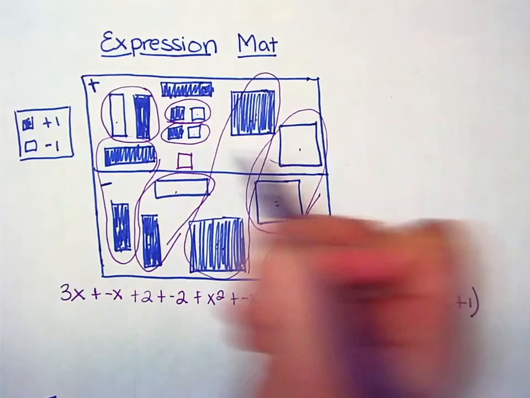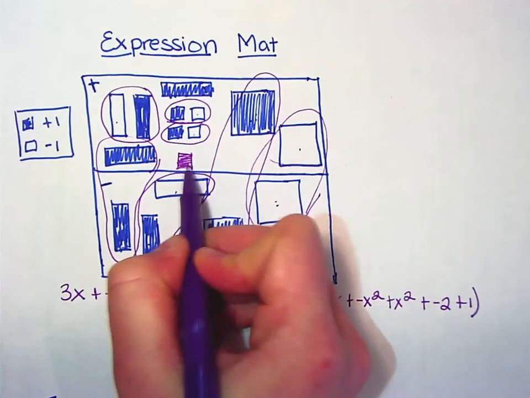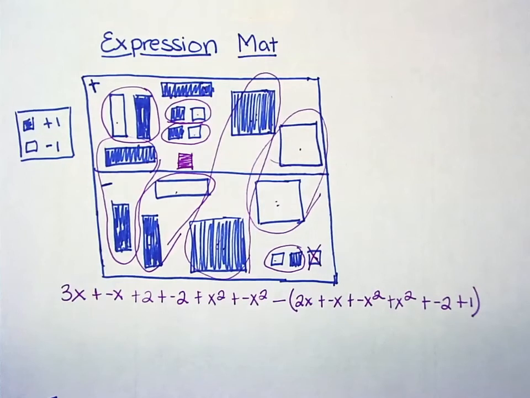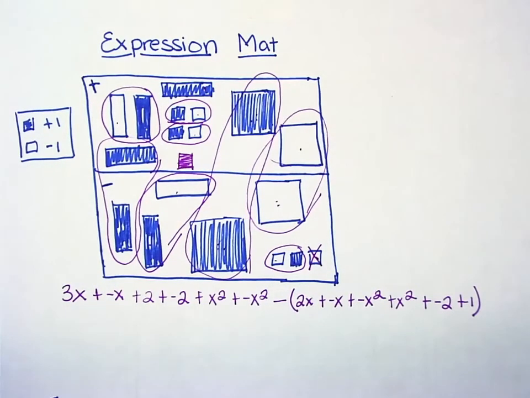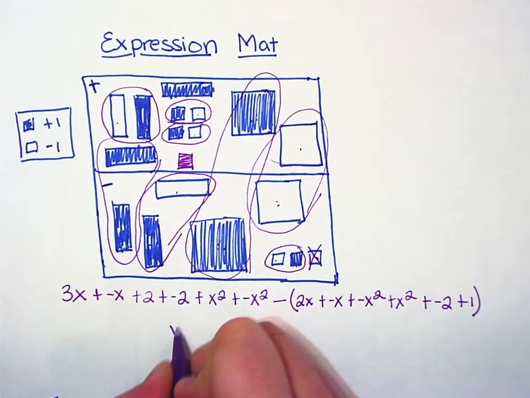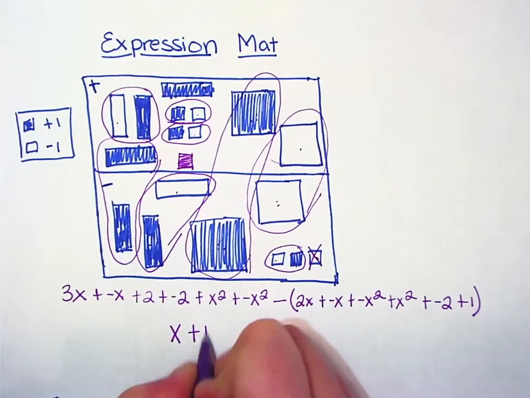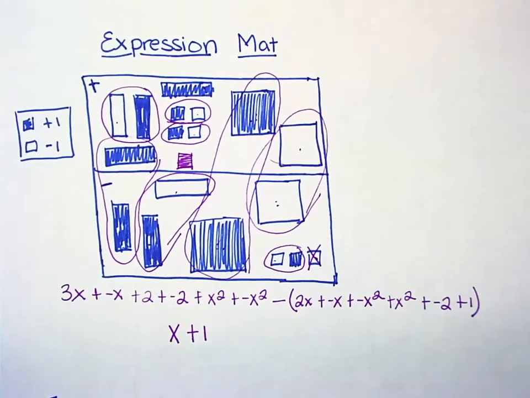When we flip it, it's going to become positive up top, because the opposite of a negative 1 is positive 1. Now we'll record our result. We end up with x plus 1. All of those tiles simplified to a simple x plus 1.